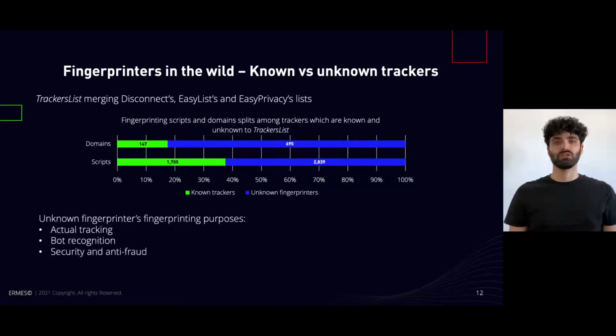We looked into the purposes for which unknown fingerprinters use fingerprinting techniques, and we found that they do so for security and anti-fraud purposes, for bot recognition, but in many cases also for actual tracking. So in those cases, they represent novel trackers which are still unknown to those popular anti-tracking lists.